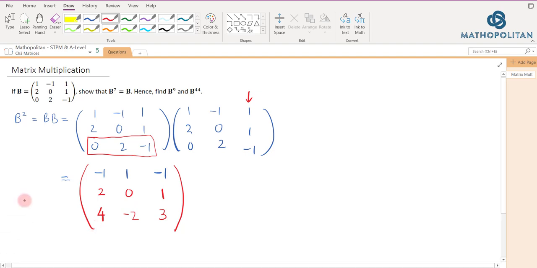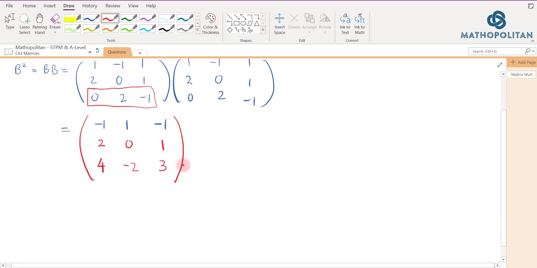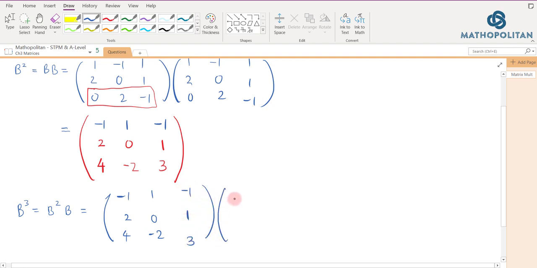Now we are not done because we still need to find B to the power of 3, or B cubed. So B cubed will be B squared times B. We already have the result for B squared, so we'll just copy it here: negative 1, 1, negative 1, 2, 0, 1, 4, negative 2, and 3. And then we multiply that by B, which is 1, 2, 0, negative 1, 0, 2, 1, 1, negative 1. Again, I will do the calculation.